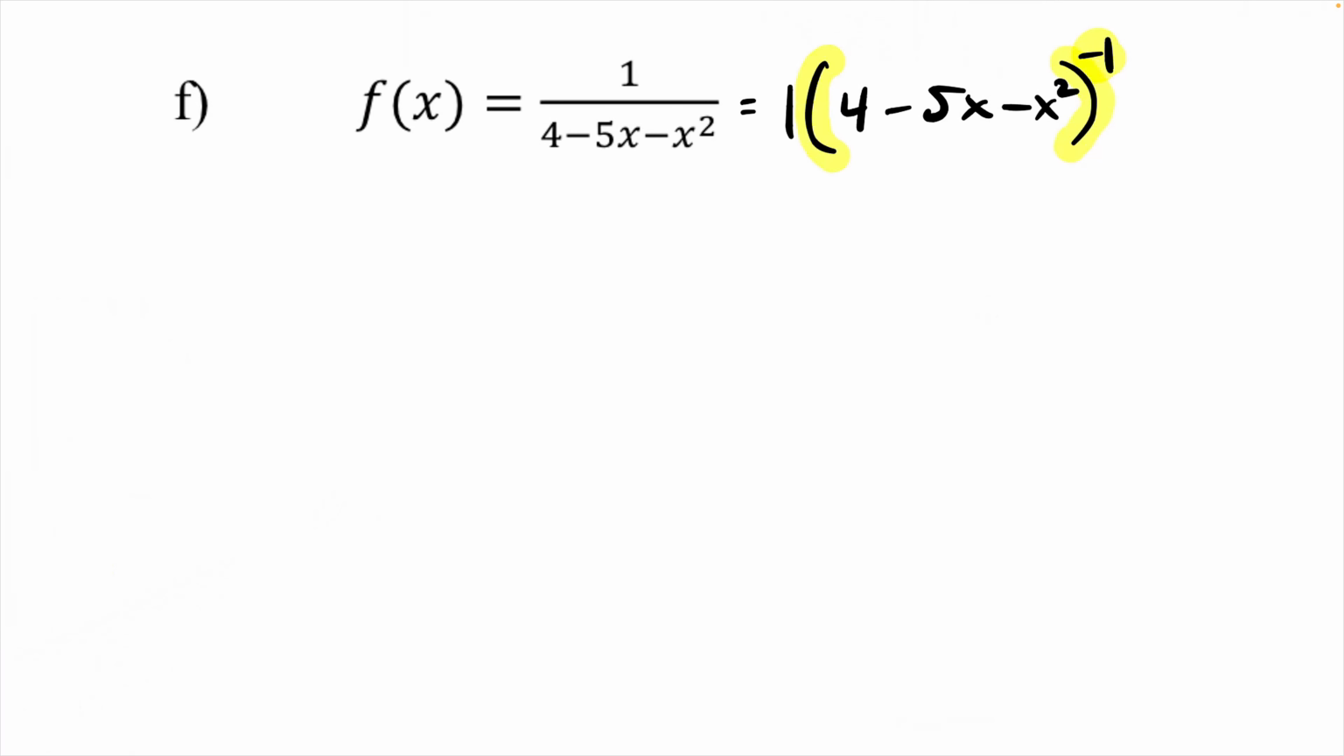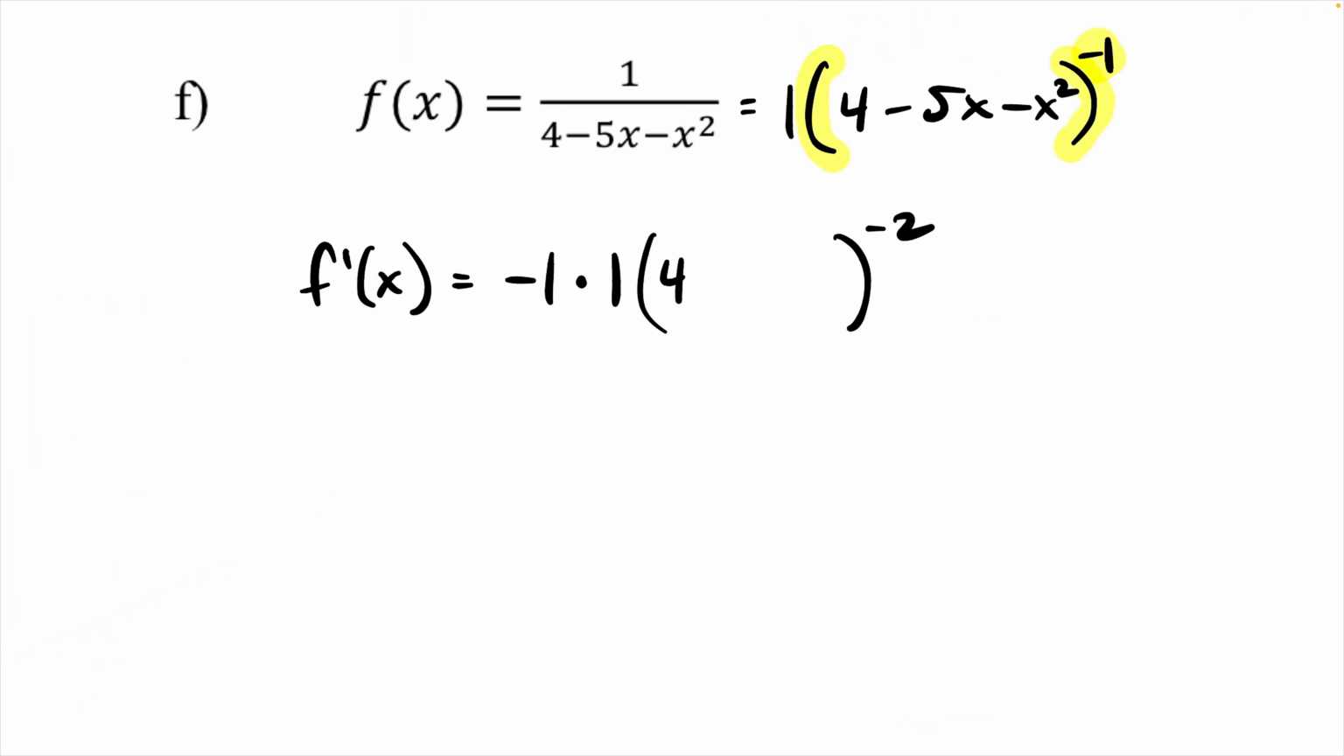Okay? So you move -1 to the front, times what was already there, subtract a power. Rewrite the inside. We haven't touched it yet. Now the inside. The derivative of the inside is -5 minus 2x. It's a binomial, so I'm going to put it in parentheses.